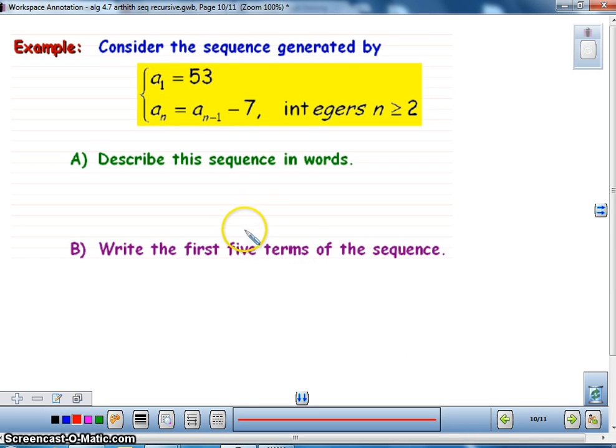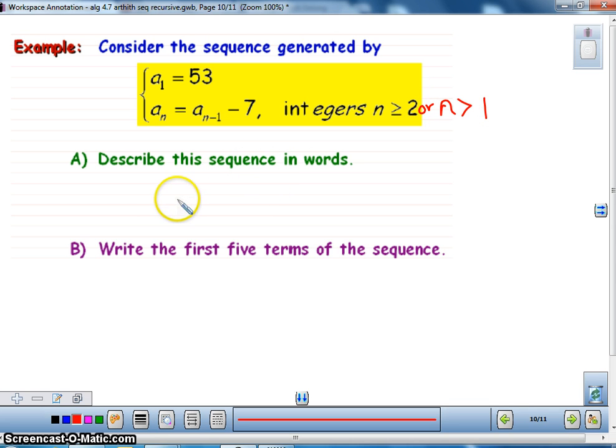Now we want to consider this term. Notice the first one is 53 in our sequence. Then we're taking a to the n minus 1 and subtracting 7. Now, here it says for integers greater or equal to 2. It could have also said for integers greater than 1. So you could have it either way.